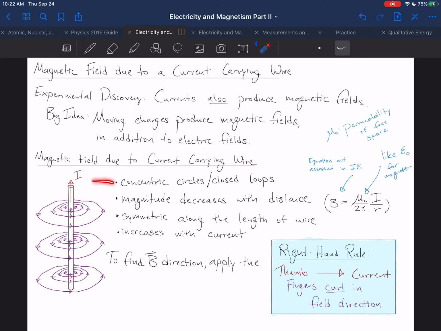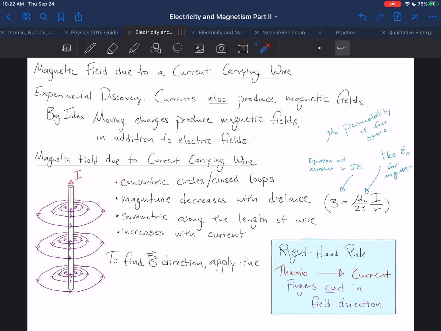The magnitude of the field decreases with distance, which we'll talk about in a minute, which makes general intuitive sense, and is symmetric along the entire length of the wire. So actually, it's not even just that they're closed loops or circles. Really, if you visualize it, they're sort of cylinders of magnetic field. They wrap all the way around the wire for the duration of the current, and they increase with the current.